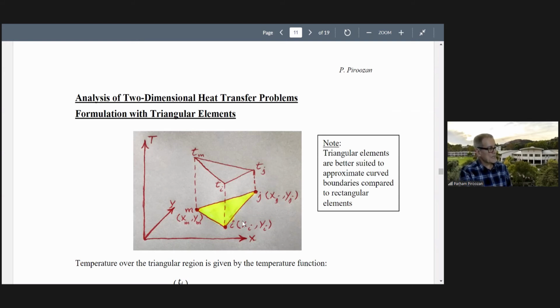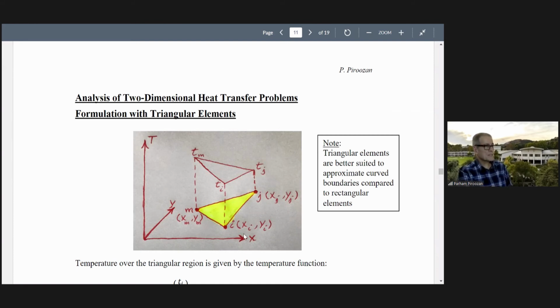This has coordinates x_i, y_i. This one, x_j, y_j, x_m, y_m. Temperature at this node, it is Ti. At this node, it is Tj. At this node, it is Tm. Remember, labeling, it is counterclockwise. Always call it IJM. This is element IJM.